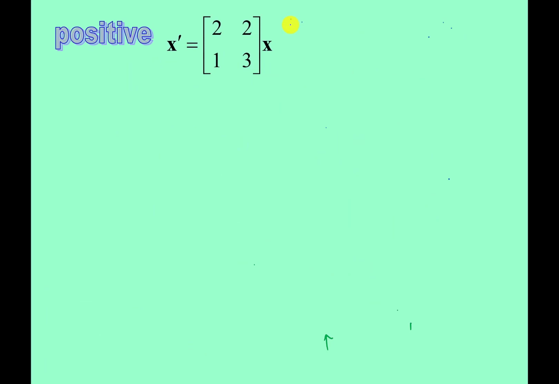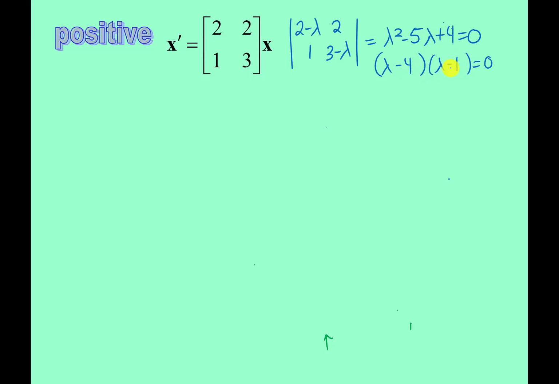The first thing we're going to do to solve this system is take A minus lambda I, which is subtract lambdas down the main diagonal, and find the determinant of that. So minus lambda times minus lambda is lambda squared. Minus 3 lambda minus 2 lambda is minus 5 lambda. 2 times 3 is 6. Minus 2 is 4, equals 0. So we are going to factor that. We have lambda minus 4, lambda minus 1. So eigenvalue 1 is 4, and eigenvalue 2 is 1.